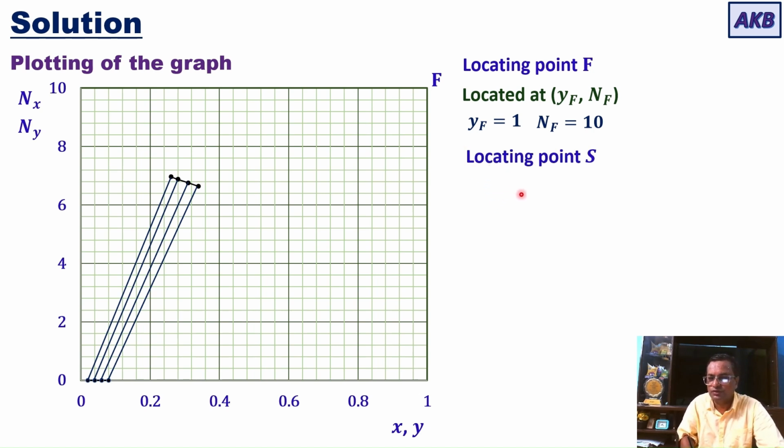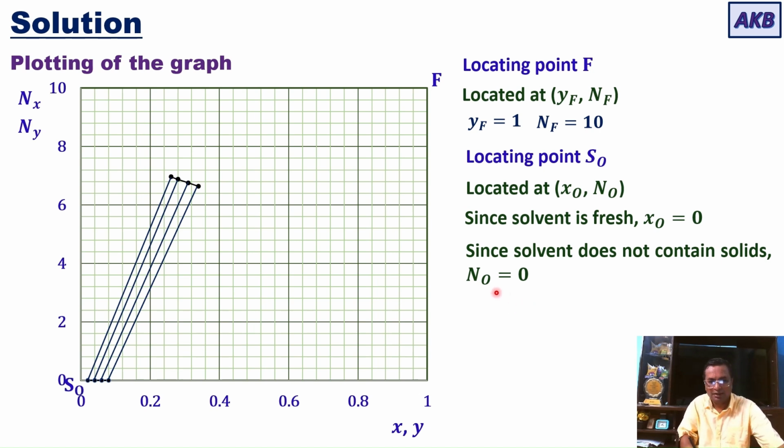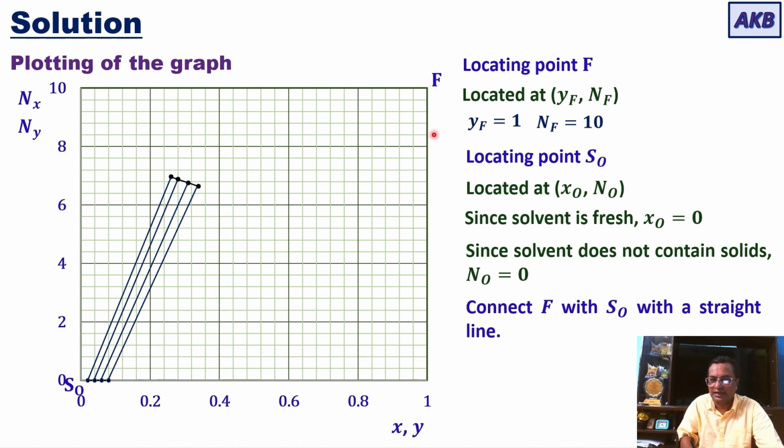After locating point F, we have to locate point S0. Point S0 will be located at X0, N0. Since the solvent is fresh, X0 is 0. The other thing is that the solvent does not contain any solid, so N0 is also 0, which means point S0 will be located at the origin, 0, 0. So point S0 will be located over here. Once you locate point F and point S0, the next task is to connect F with S0 with a straight line. So this will be the required straight line. F is connected with S0 with a straight line.